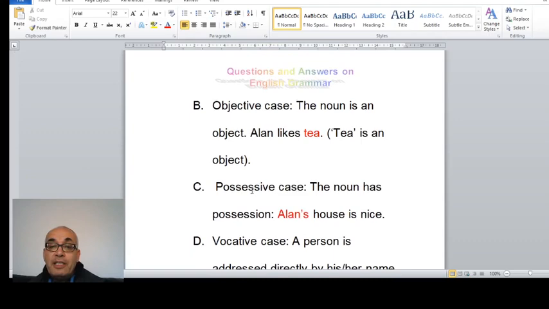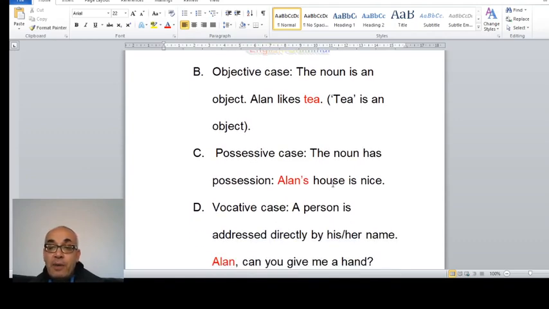We can have possessive case. The noun has possession. So if I say, Alan's house is nice, here Alan is the noun, and it has possession. Alan's house is nice. This means the house which belongs to Alan is nice. So this is what we call possessive case. It means the noun has got possession.